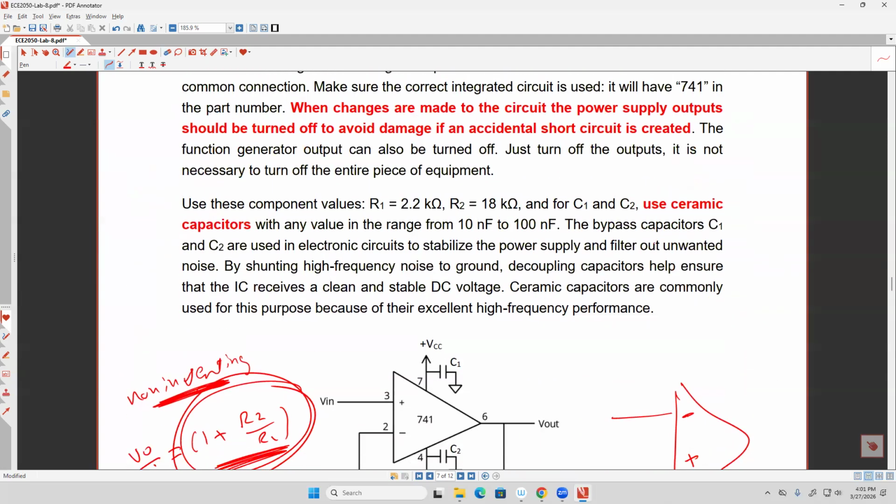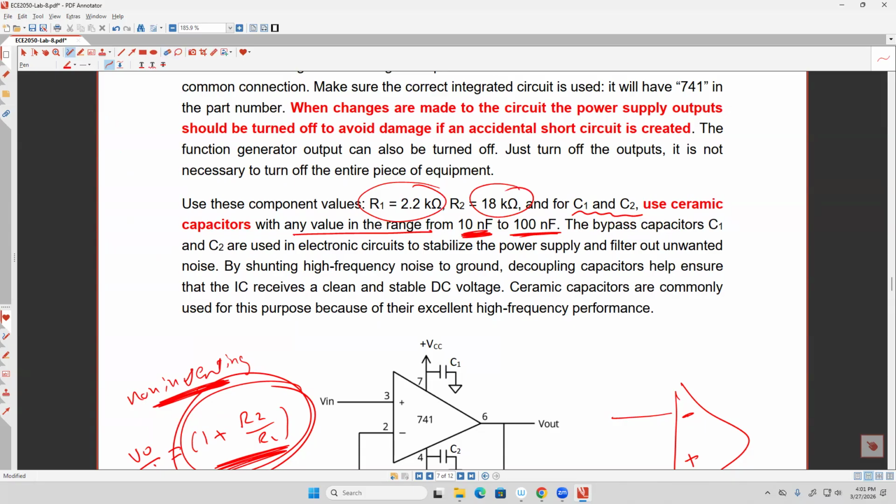Anyway, for these two capacitors, I told you that you can use any value in the range of 10 nanofarad to 100 nanofarad. For the resistors, I give you these values here.